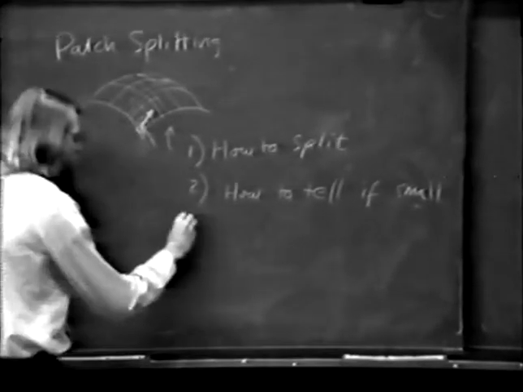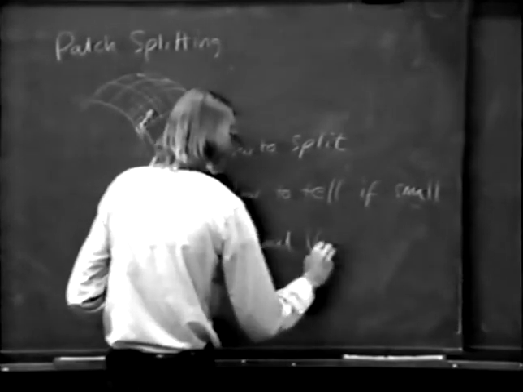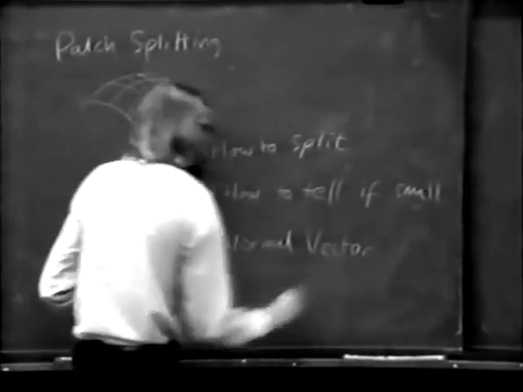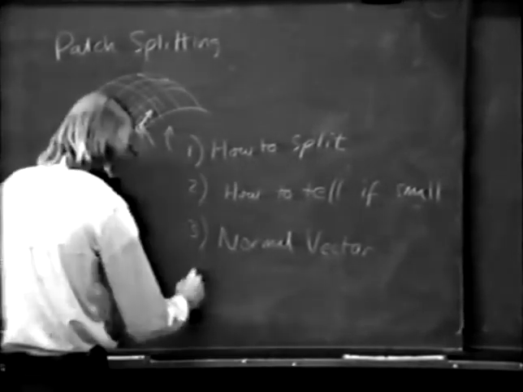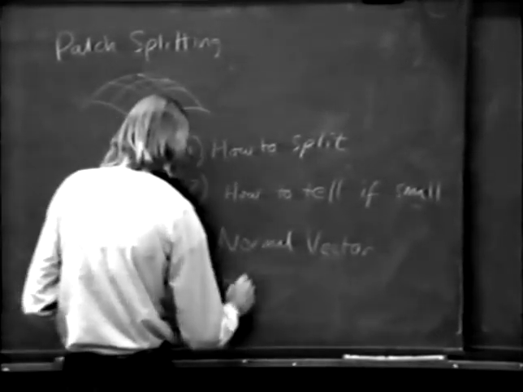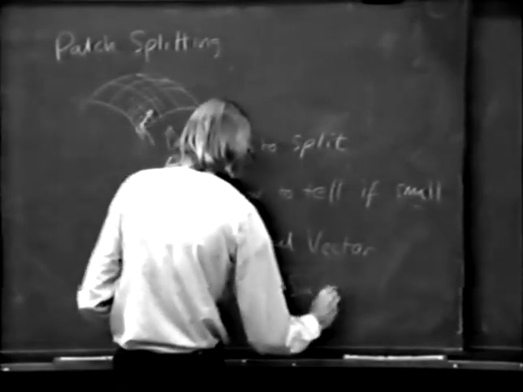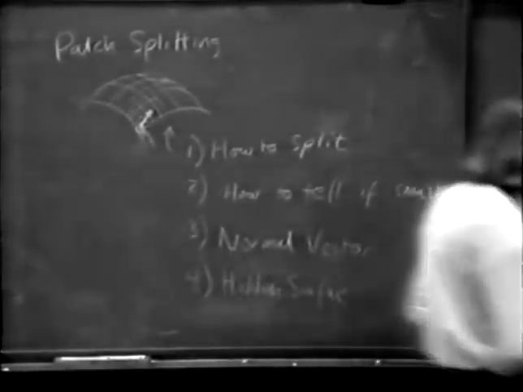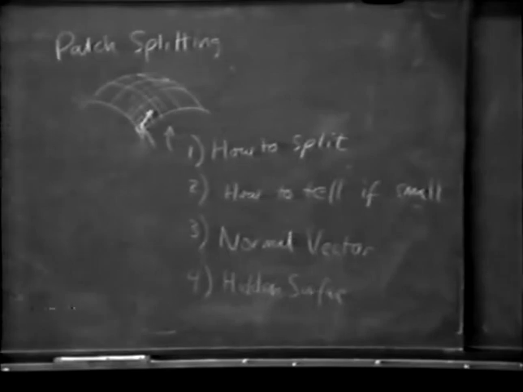And the third problem then is, once you've figured out that you want to draw it, what value to use for the surface normal vector. And actually, we need to also figure out something for the hidden surface elimination. Let's take a look at each one of those.